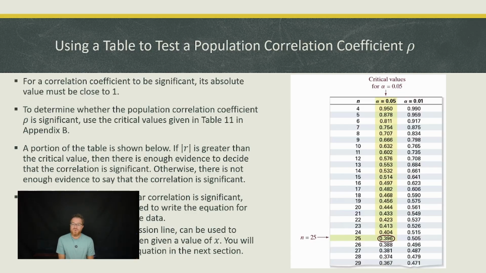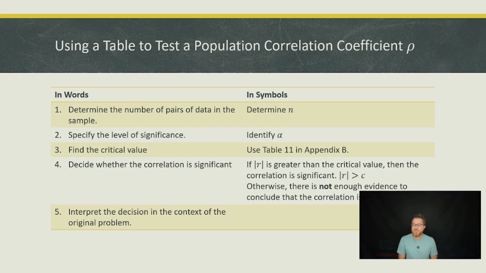If you determine that the linear correlation is significant, then you'll be able to proceed to write an equation for our linear models, which we'll be looking at in the next section. How do we actually do this? Well, step one, you're going to want to determine the number of pairs of data in your sample. How many data pairs do you have in your sample? Step two is you need to specify what your level of significance alpha is going to be. Generally the go-to is 0.05, but you may decide you want to use 0.01. Then we look up our critical value in the table, and decide whether the correlation is significant or not based on that. And then from that, we can interpret our decision in the context of the original problem.